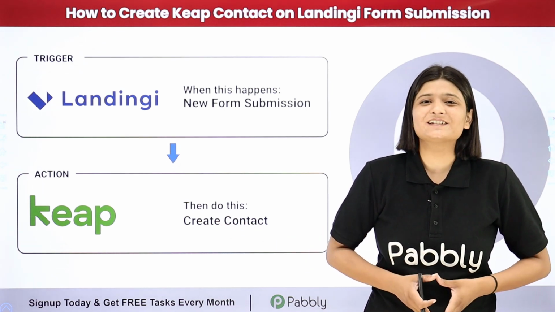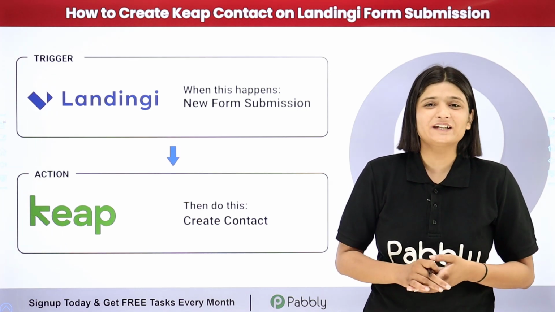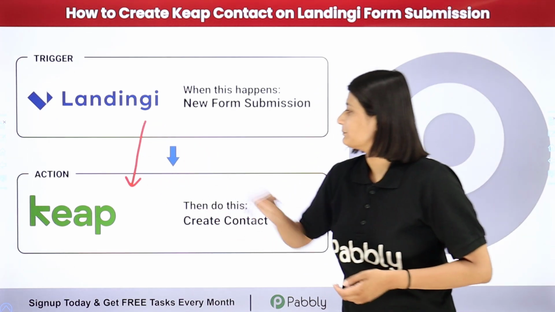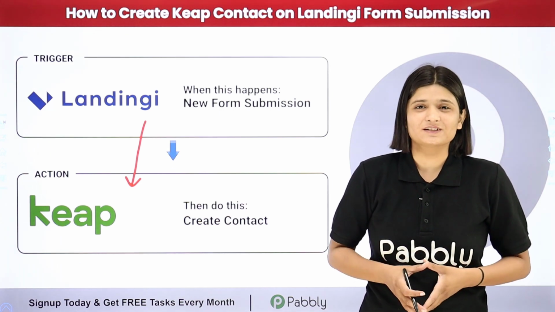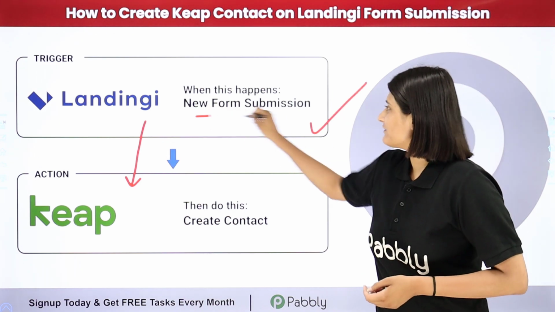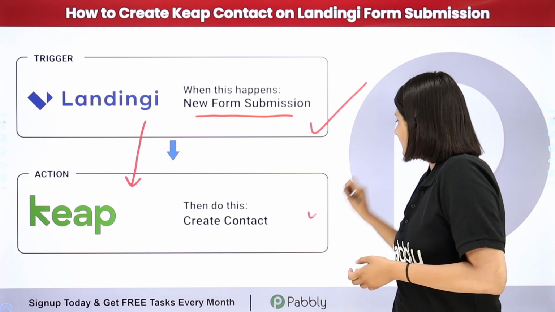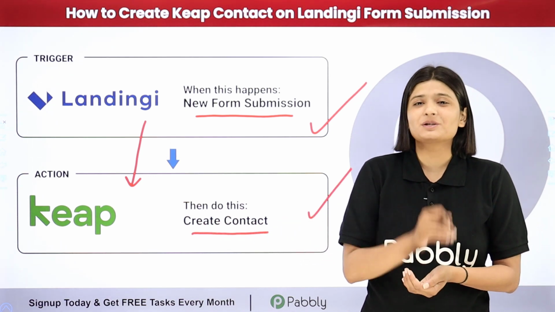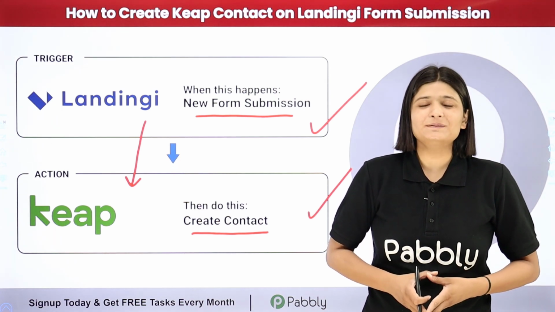So Pabbly Connect is an amazing automation and integration software which requires no coding or programming skills. Here I just need to build connection between Landingi and Keap. Pabbly Connect runs in two principles, which is trigger and action. Here as my trigger application, I will take Landingi, from where I will receive new form submission, and in my action application, I will take Keap, where the contact will be created automatically as soon as the new form submission will be made. If you want to learn this amazing automation step by step, let me take you all to my screen.